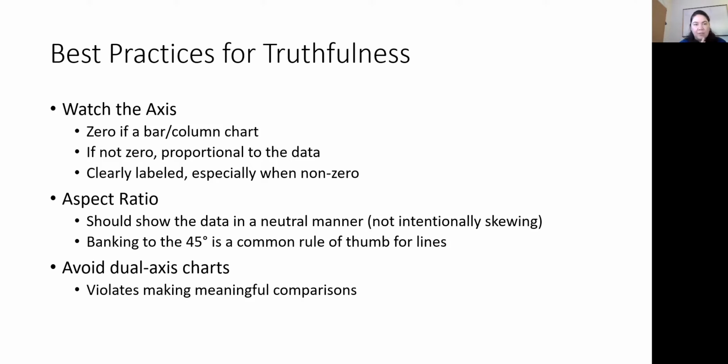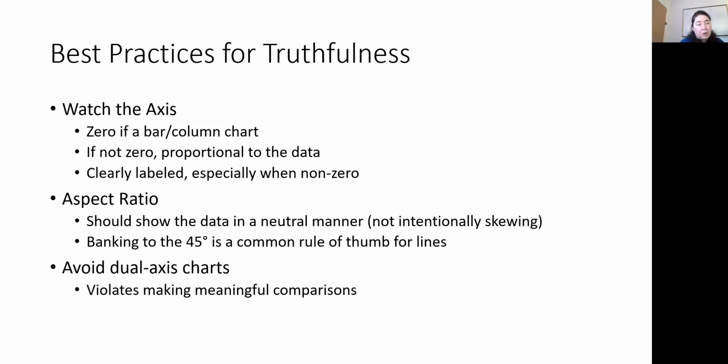Don't do that, obviously. Make sure that the axis is clearly labeled, especially when you are using a non-zero axis. Again, APA, for example, has very specific symbols that they use to show that you are not having a zero axis. So you have to have those symbols if it's part of technical writing. So make sure that you're following the expectations for whatever the publication is that you are going to be making the viz for.